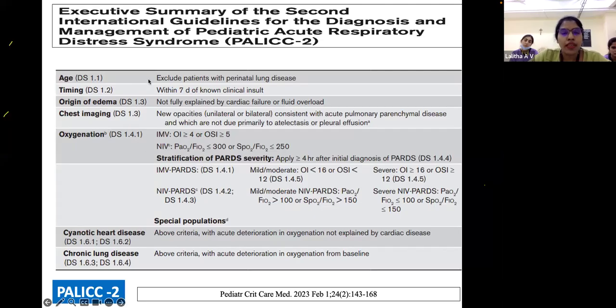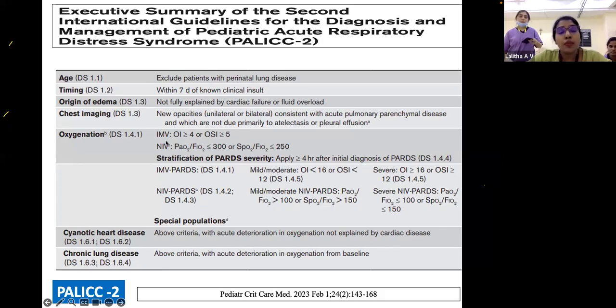Once this child fulfills all these criteria, then you need to look at the oxygenation. If it is invasive mechanical ventilation, we have to calculate the OI or OSI. So what is this OI? OI is the oxygenation index. It is nothing but your MAP, that is mean airway pressure, times FiO2, divided by PaO2. You must have heard these terms when we had a class on the basics of mechanical ventilation, isn't it? So MAP times FiO2 divided by PaO2. Once we do this, if it is more than 4 or 5, then this child will fit into ARDS.